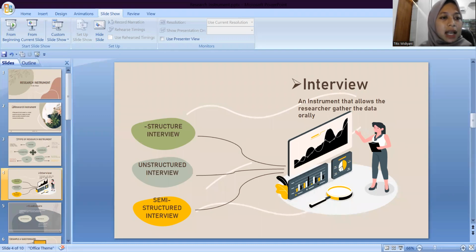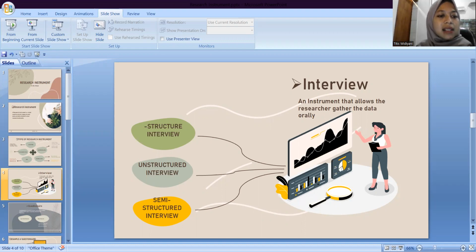Okay, the first is structured interview. When we talk about structured interview, it is like a kind of conversation in which an interviewer asks an interviewee by using a set of questions. Usually it is used for a formal interview. You use a tape recorder, and then the atmosphere usually becomes stiff.